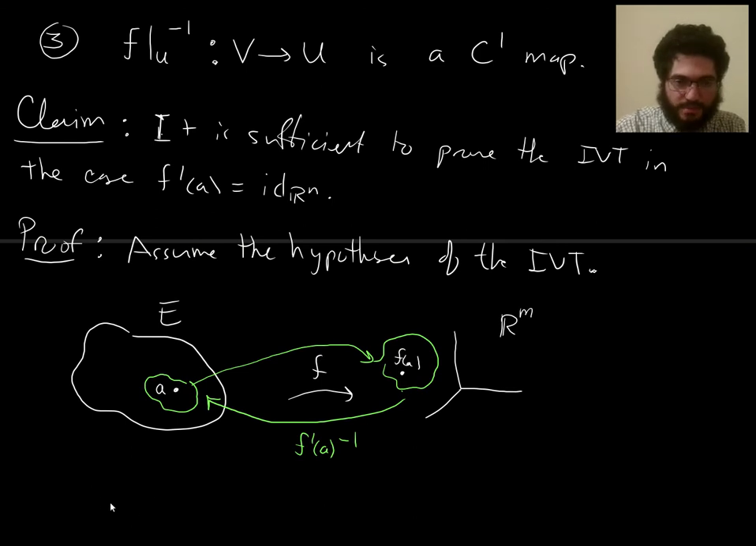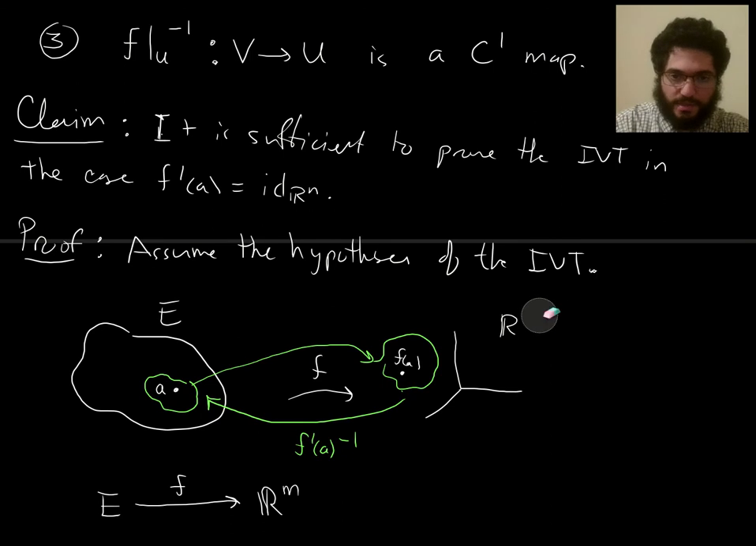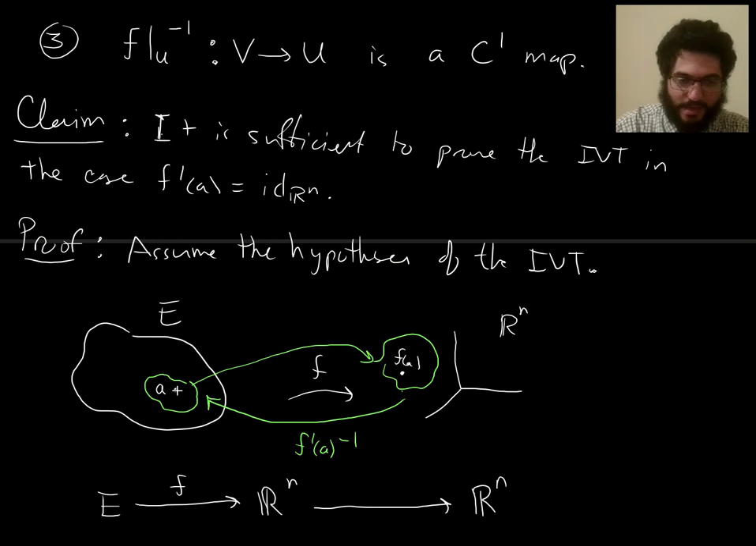So what I'm saying is, consider this composition. Go from E to Rn, like this. Sorry, it should be Rn, not Rm. Go from E to Rn like this, and then go from Rn back to Rn, probably in E or very close to E at least, via F prime A inverse.